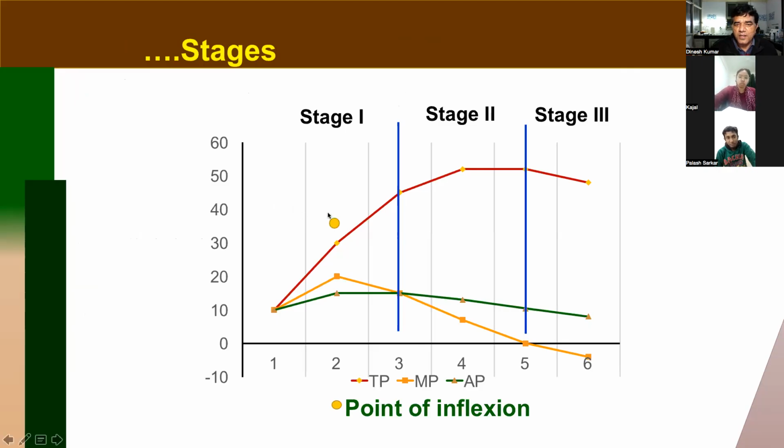You can see here, point of inflection. Here, your MP is maximum. MP is maximum at the point of inflection. So this point is to be remembered by you, that MP is maximum at the point of inflection on the total product curve. So point of inflection happens at the total product curve. It is on the TPC where MP is maximum.